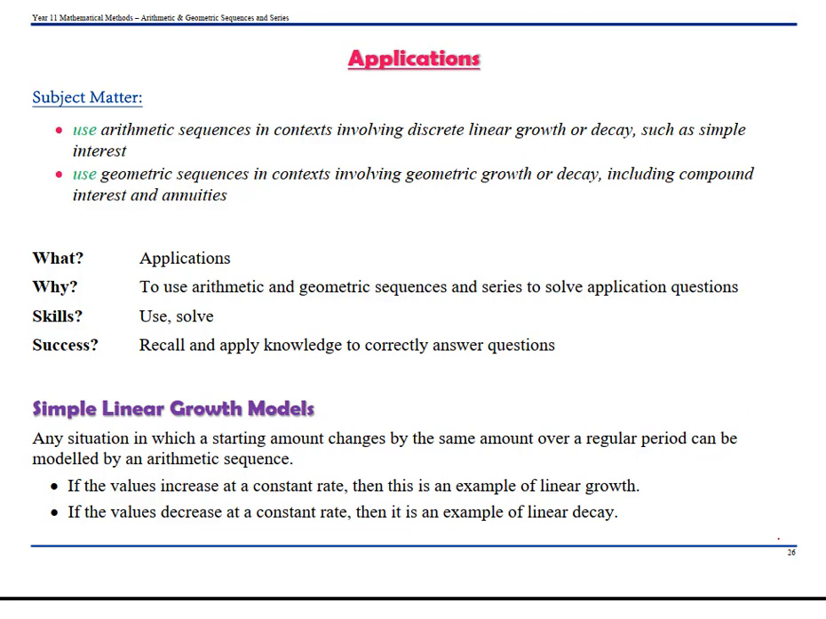So looking at simple linear growth models to start with, any situation in which a starting amount changes by the same amount over a regular period can be modeled by an arithmetic sequence. So that's why your simple interest is included, because you get that same amount of interest every single year. It doesn't depend on how much is in your account. Very unrealistic, I know, but that's the whole point. So if the values increase at a constant rate, you've got linear growth. If the values decrease at a constant rate, then you have linear decay.